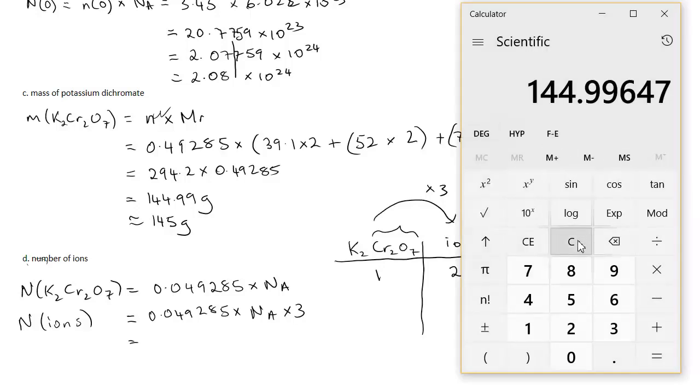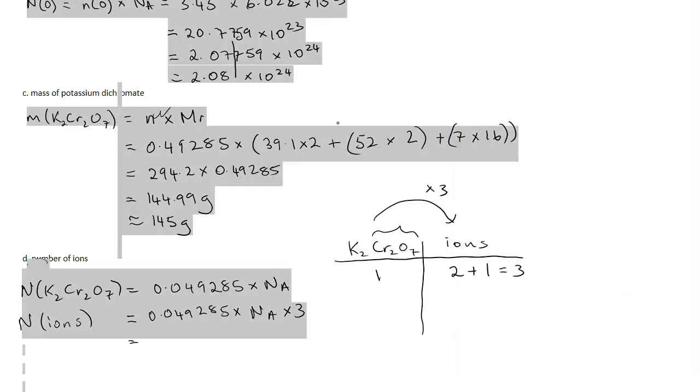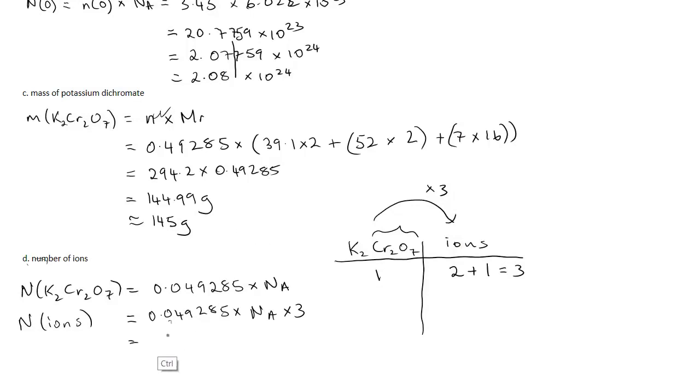And that we can then calculate 0.049285 times by Avogadro's constant times by 3. 8903 times 10 to the 23, and then that simplifies down to 0.90 times 10 to the 23. So that's how many ions we have. Oh, sorry, I didn't reduce that power, did I? That needs to be 22. Okay.